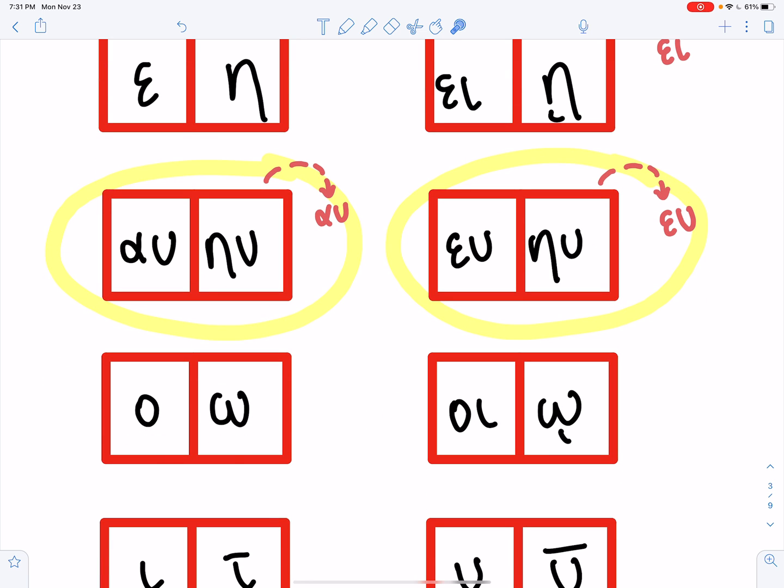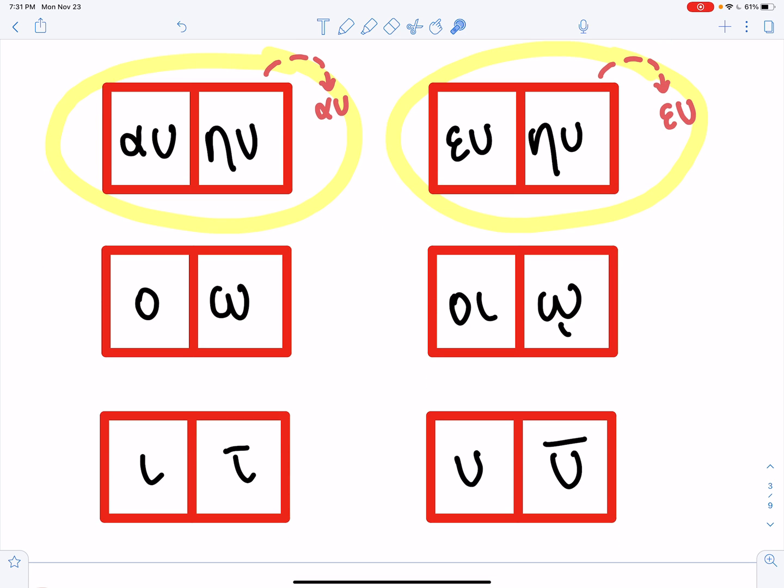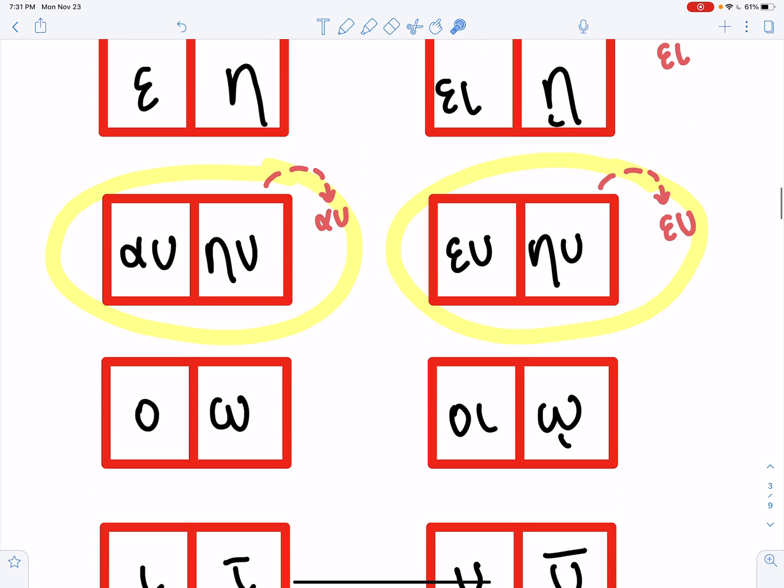Omicron to omega. Omicron iota just becomes omega with an iota subscript. And then these two, like I said, are really easy. Iota just becomes iota with a macron, and upsilon becomes upsilon with a macron. And then you just look at these last two tricky ones. Alpha upsilon becomes eta upsilon, and epsilon upsilon becomes eta upsilon also.